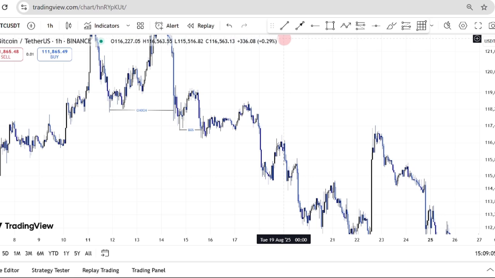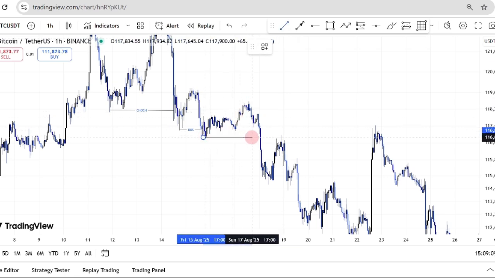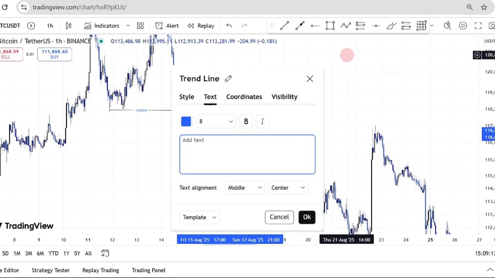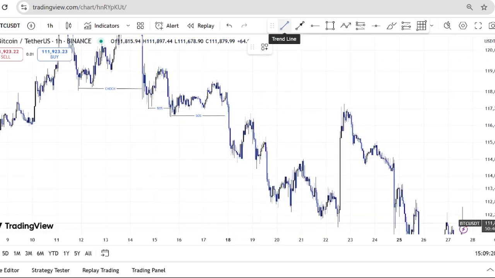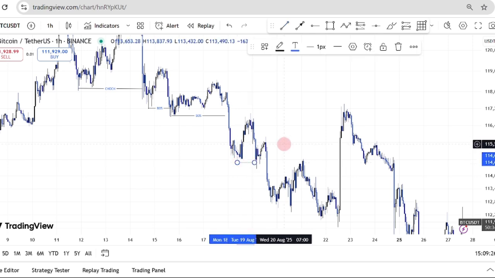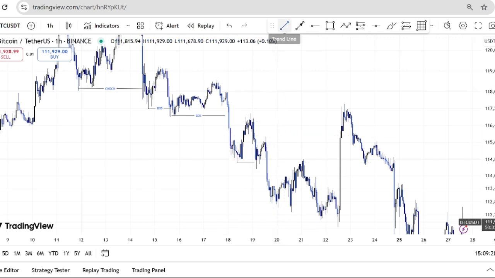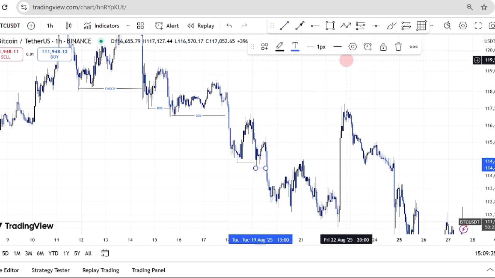So what can we see? We had this low again that was taken out, giving us another break of structure to the downside. Again, the market was still pushing to the downside. We had this sweep of liquidity, and this was where we had our break of structure to the downside.